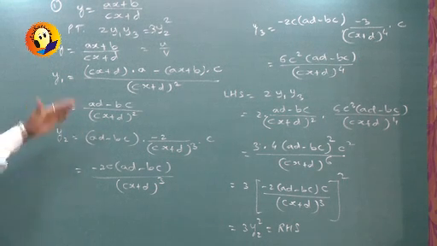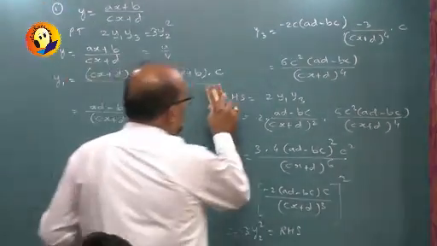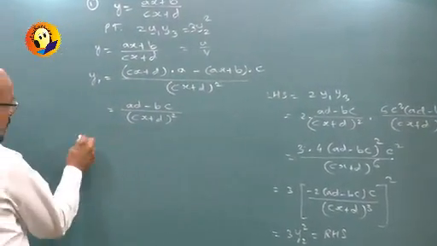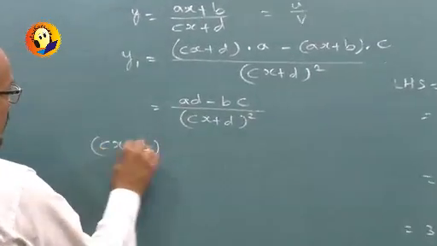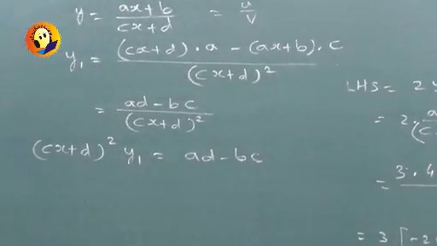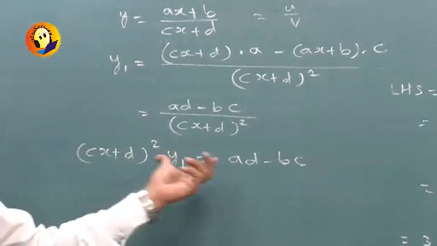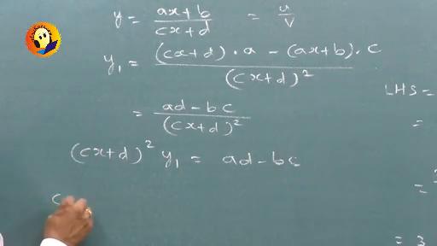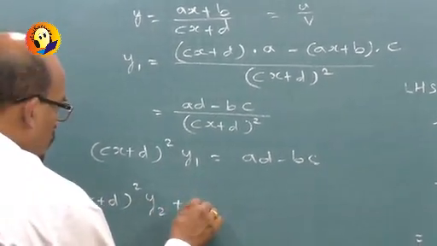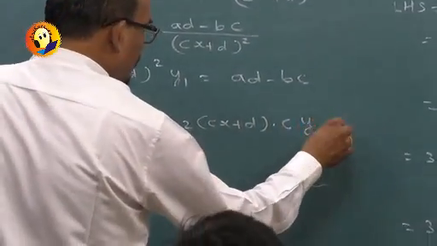So this is the crude way which we used to solve even in 12th. We can say that instead of writing y2 in terms of y1, once you find y1, write it as (cx plus d) squared y1 equal to ad minus bc. And this is a function of x, this is a function of x. Now differentiate. So you will get (cx plus d) squared y2 plus 2 times (cx plus d) into c y1 equal to 0.